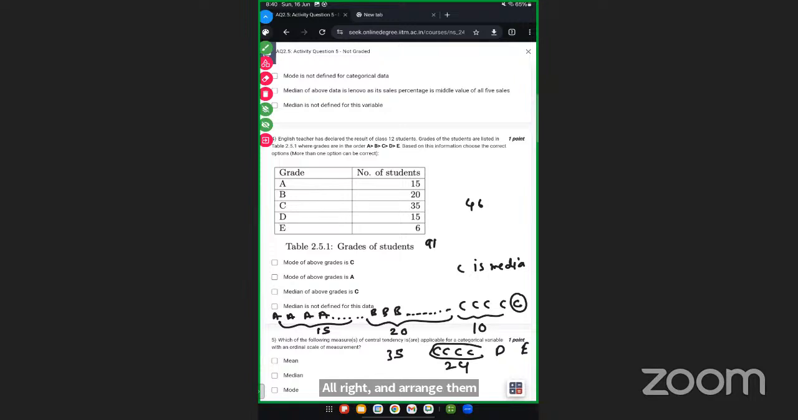Anyway, arrange them. Then which one is the middle one? You will always come across C only, no doubt. So then, the last data I had was in the week 1 graded assignment.